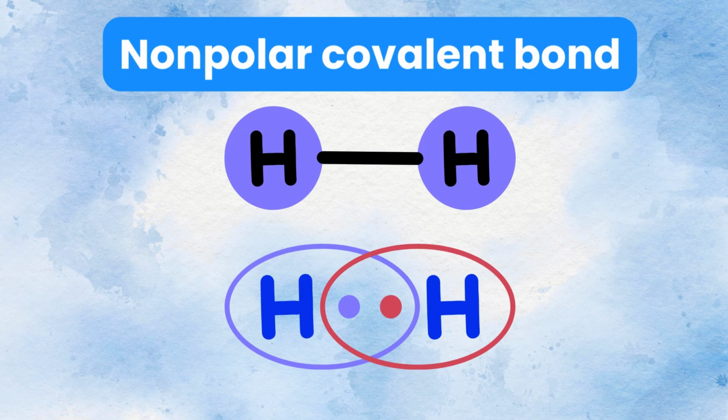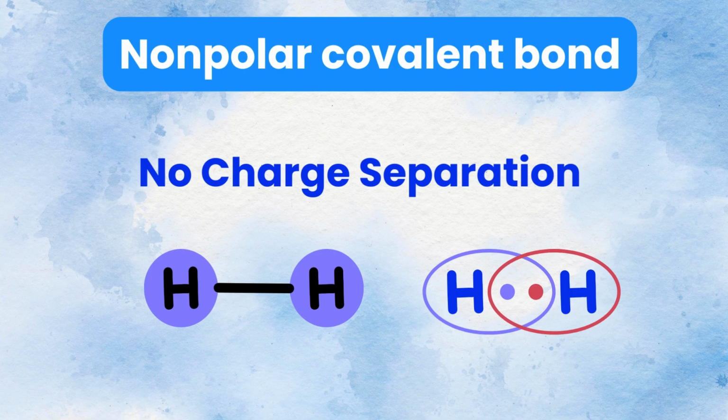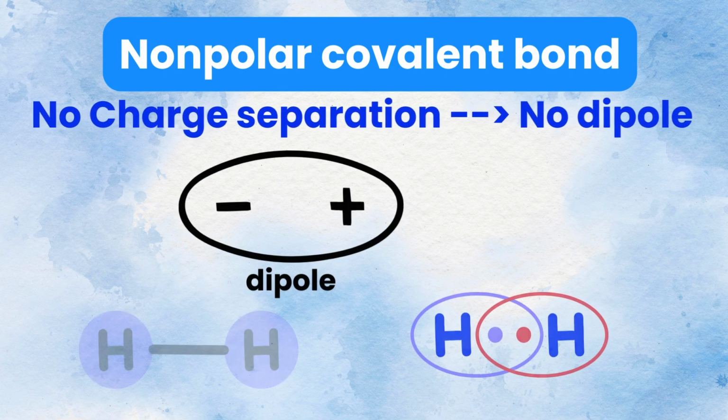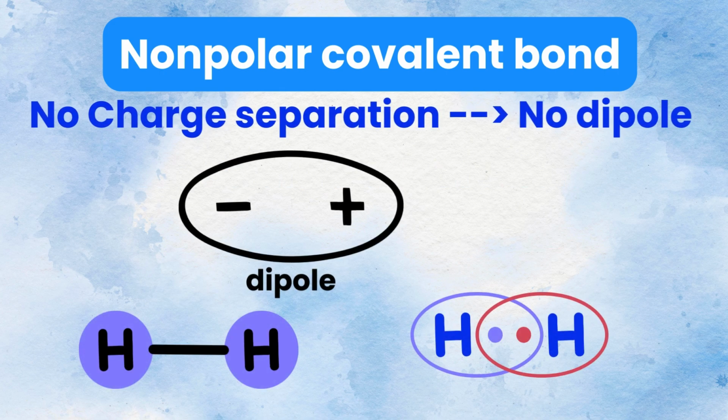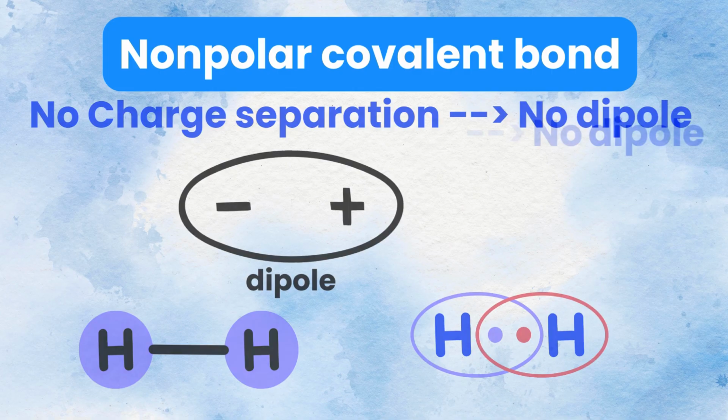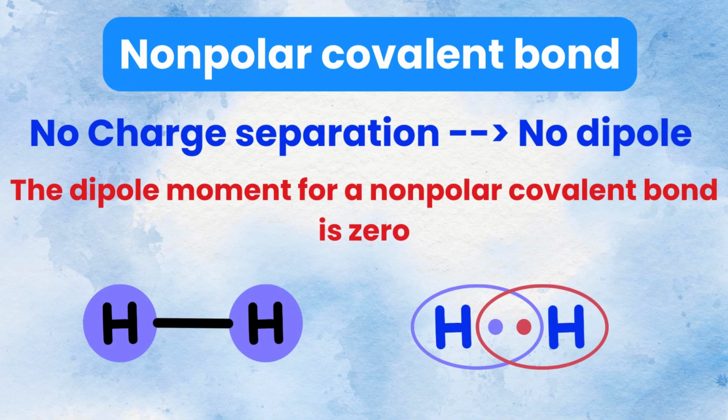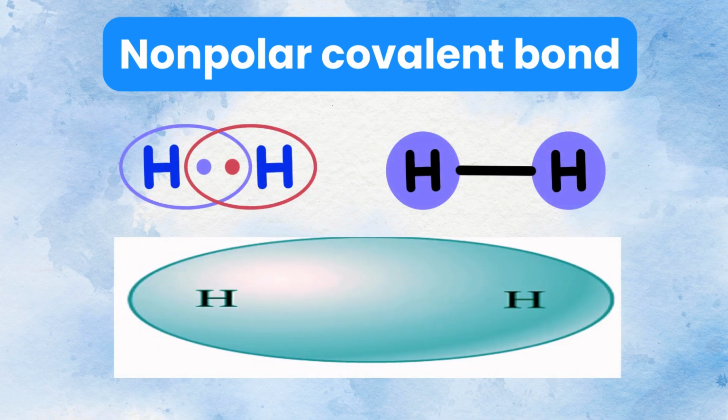Hydrogen-hydrogen bonding is a nonpolar covalent bond, meaning no poles are formed or no charge separation is happening between the two hydrogen atoms. Another word for charge separation is dipole. So the dipole moment for a nonpolar covalent bond is 0. The electron cloud is evenly distributed around the two hydrogen atoms.